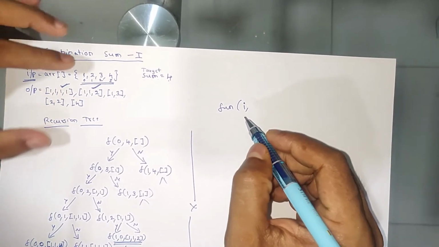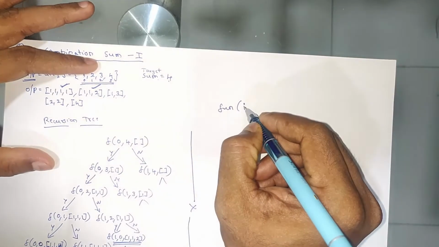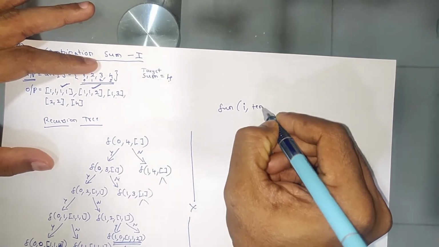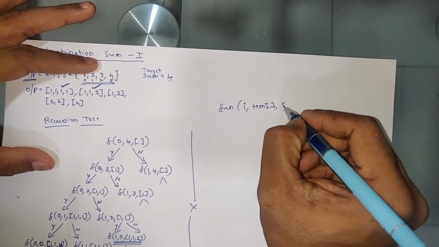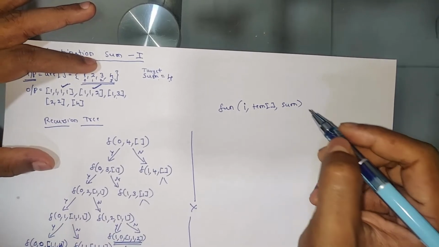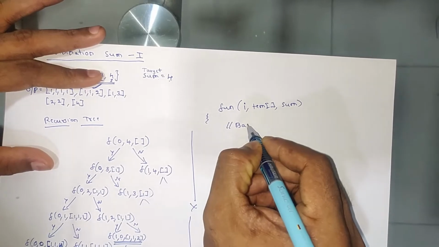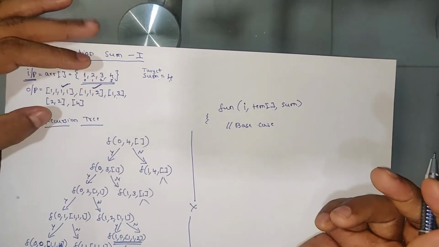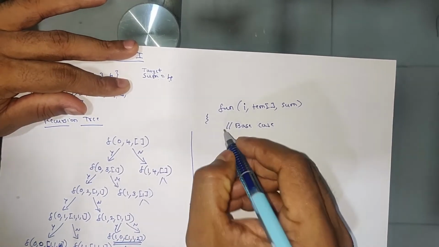Okay, let's understand the pseudocode now. I have written a function. It will take three parameters. One is I, which is the index, and then I have a temp data structure maybe, and I have a variable called sum, right? Now let's write a base case, right? Every recursion program needs to have a base case.